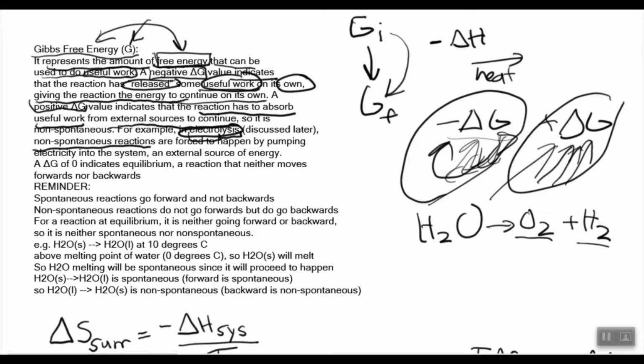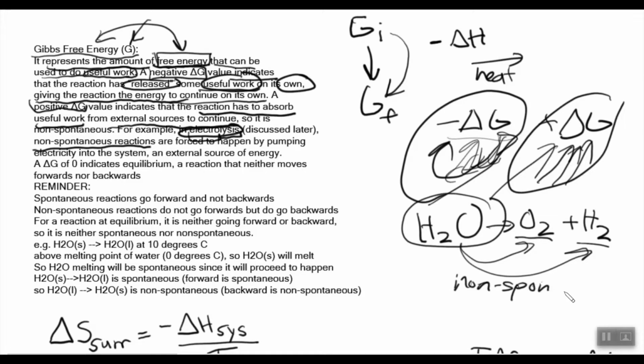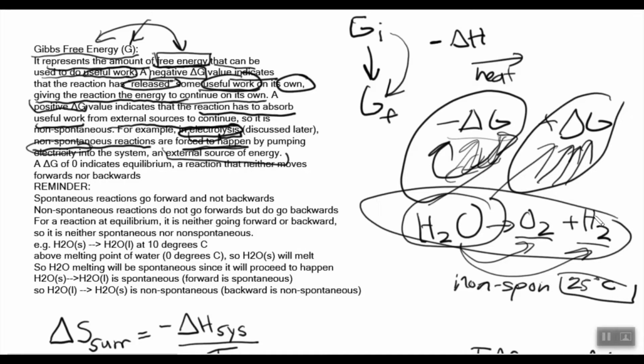Now, as you may notice, water doesn't naturally decompose into these 2 things, so we know that this reaction is non-spontaneous. Well, at least at 25 degrees Celsius, which is the conditions that things are usually at. So this reaction is obviously non-spontaneous. So how does this reaction occur? Well, we can force it to happen using electricity. Electricity would be an external source of energy that would cause this reaction to happen, even though this reaction has a positive ΔG value, which indicates non-spontaneity.